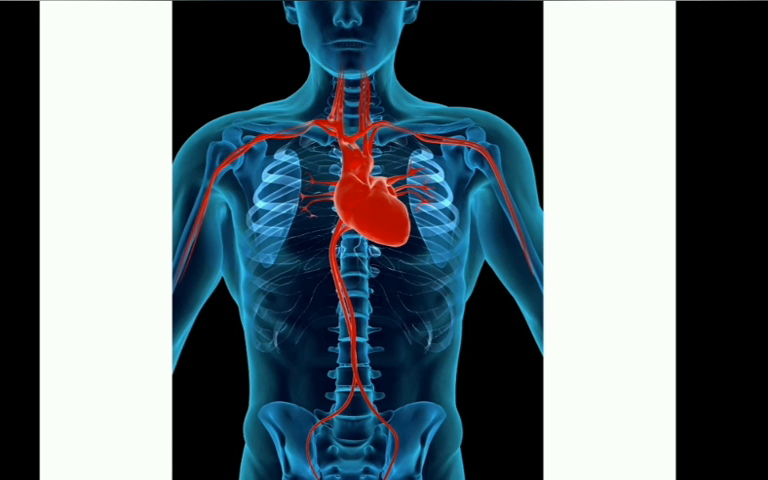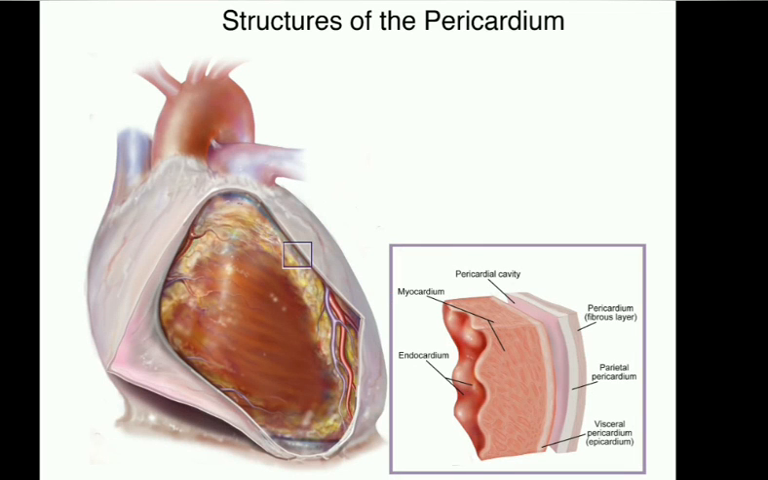The heart in an adult human is about the size of a closed fist, about 12 centimeters in length and 9 centimeters in width. It is protected by a double-walled membranous covering called the pericardium. It contains lubricating pericardial fluid which reduces friction during heartbeat and protects it from mechanical injuries.